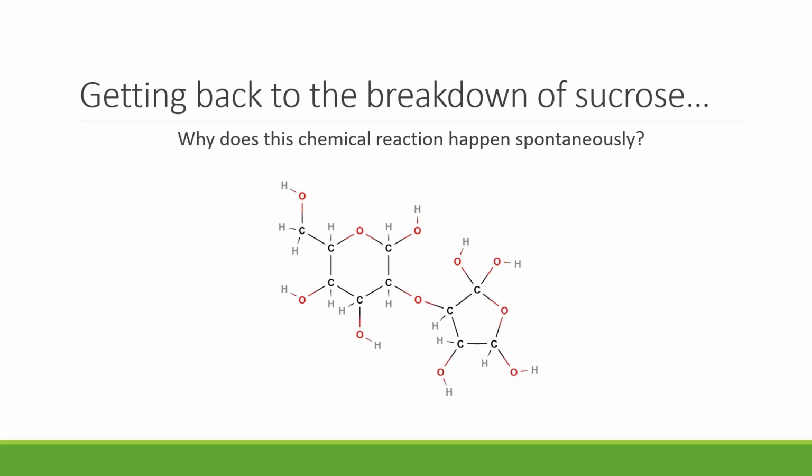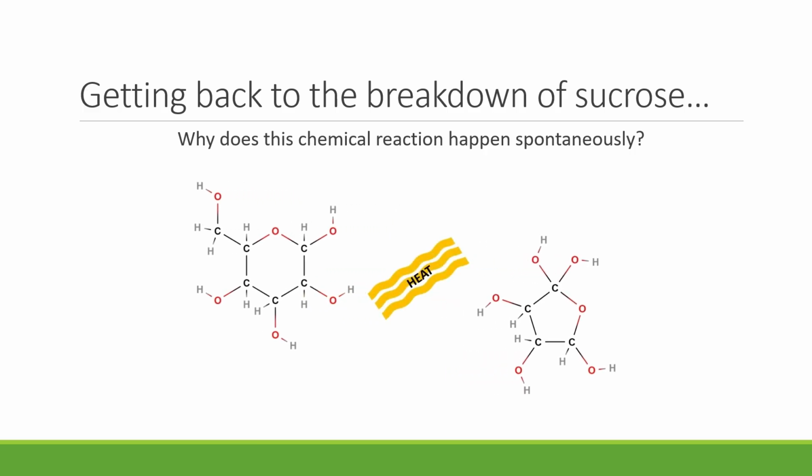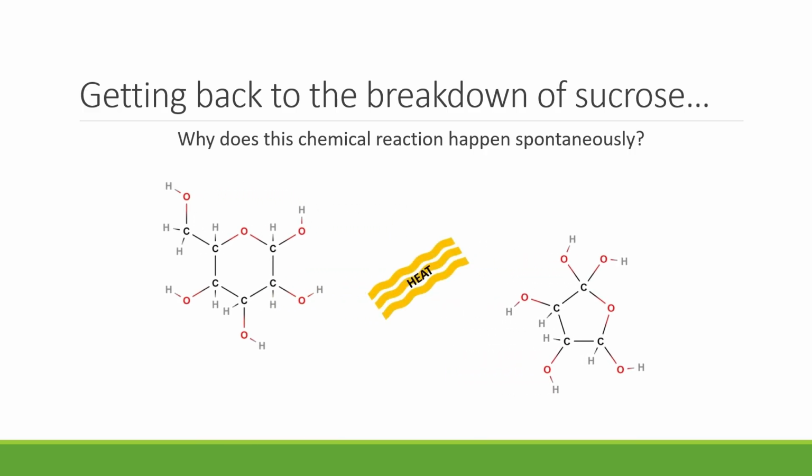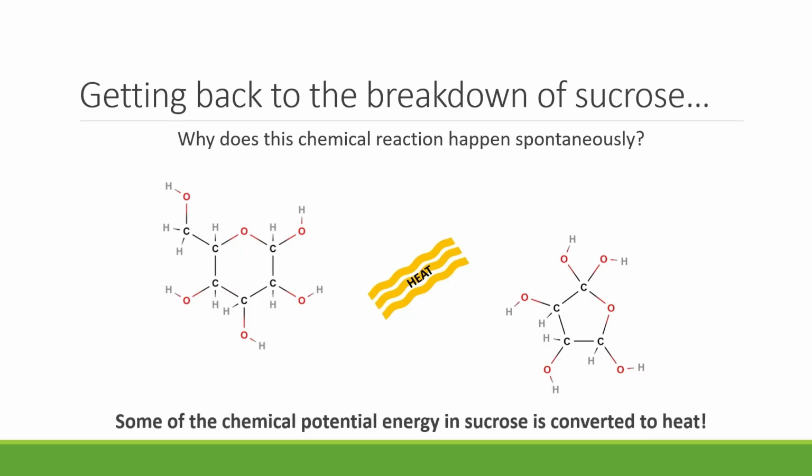So, getting back to our example of the breakdown of sucrose, why does this chemical reaction happen spontaneously? It's because when sucrose gets broken down into its two monomers, glucose and fructose, some of the stored chemical potential energy gets converted into heat. It goes from being this nice, orderly form of chemical potential energy into being heat energy, which increases the overall amount of disorder here.